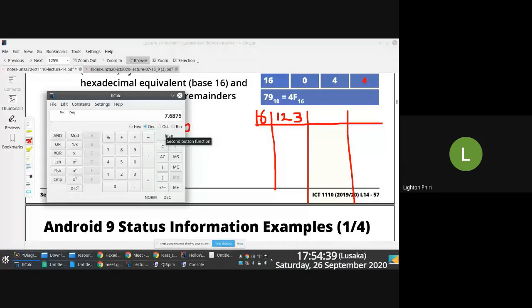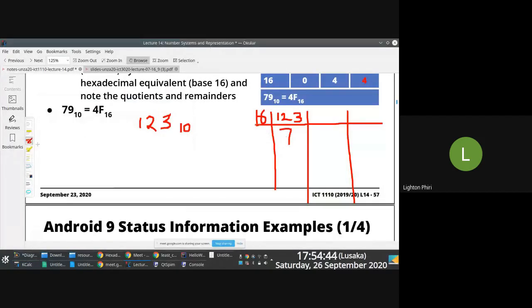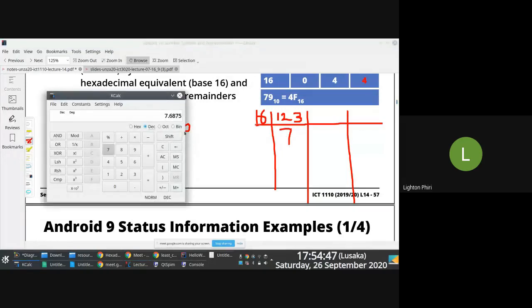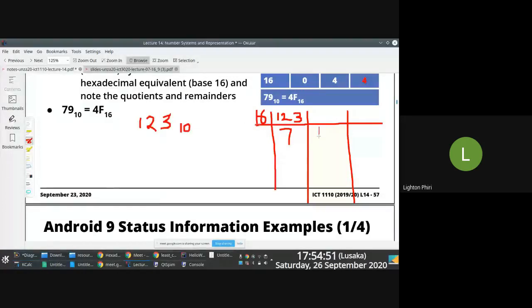So 16 into 123 is 7, right? Remainder, 7 times 16, the remainder is 11. We do the same thing. We say 16 into 7. It can't, right? So it's 0 remainder 7.